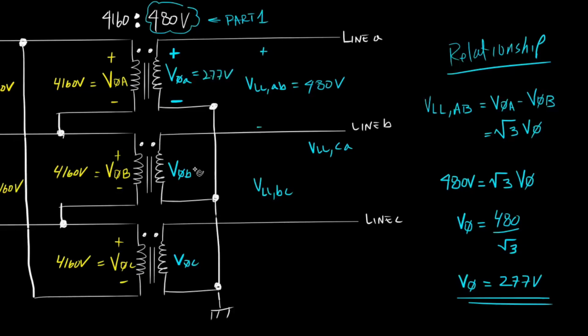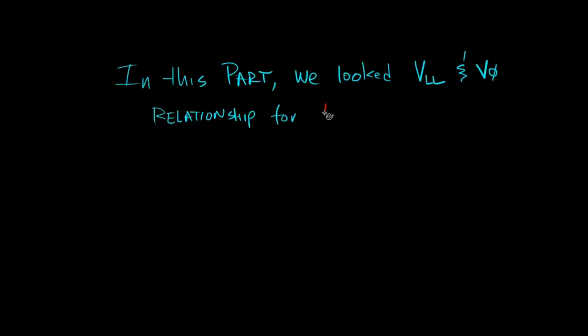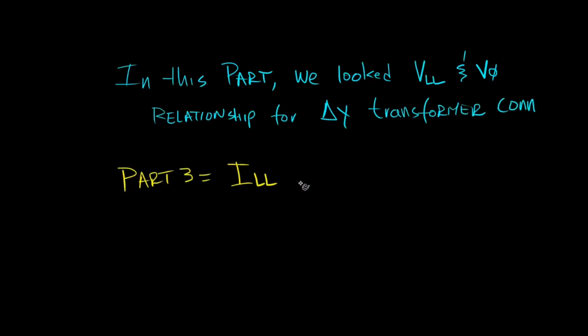Similarly, phase B voltage is equal to 277 volts, and phase C voltage is also equal to 277 volts. And the line-to-line voltage across line B and line C is equal to 480 volts, and the line-to-line voltage across line C and line A is equal to 480 volts. In this part, we looked at the line-to-line voltage and phase voltage relationship for a delta-Y transformer connection. In part 3, we'll look at the line-to-line current and phase current relationship.